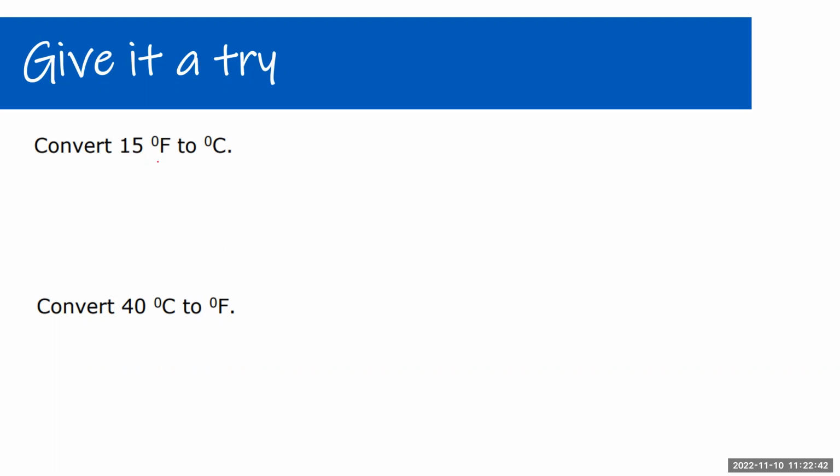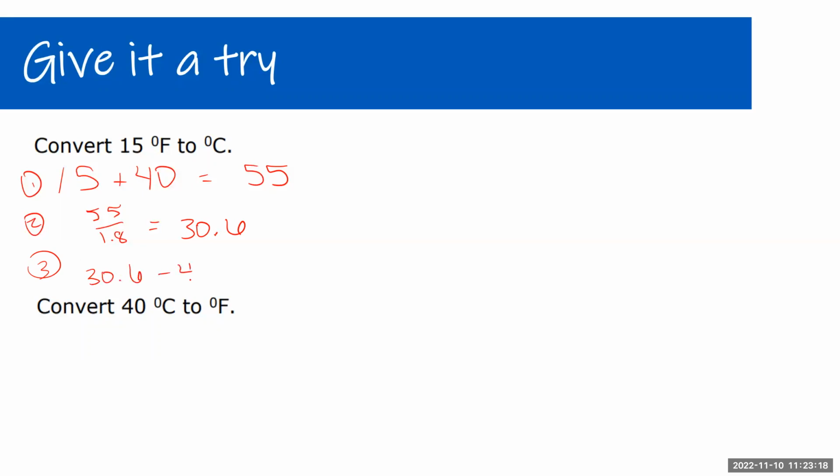We're going from 15 degrees Fahrenheit to degrees Celsius. So we're going to take 15 and we're going to add 40, which is going to be 55. Okay, so that's step one. Step two, since we're going from Fahrenheit to Celsius, is to divide by 1.8. So 55 divided by 1.8 is going to give us 30.6. And lastly, we need to subtract 40. So 30.6 minus 40, and that will give us our final answer. This is going to be negative 9.4 degrees Celsius.